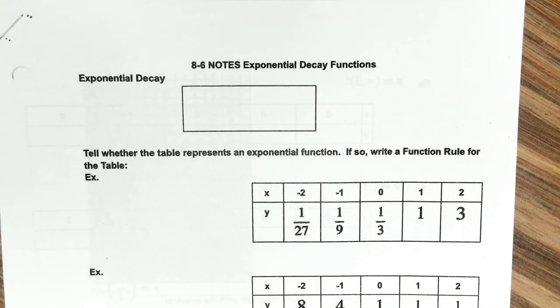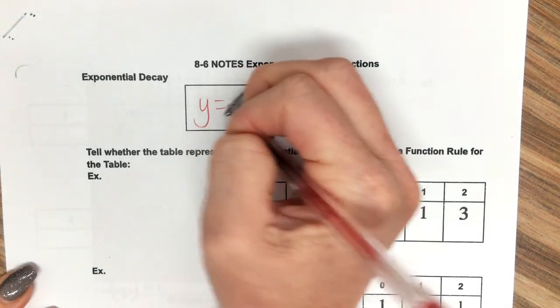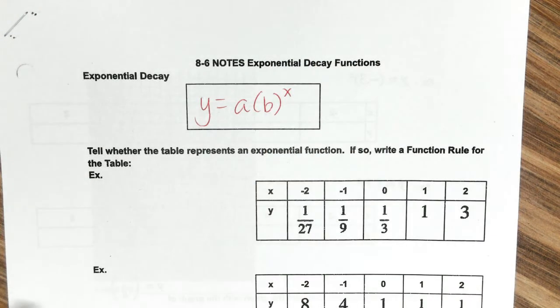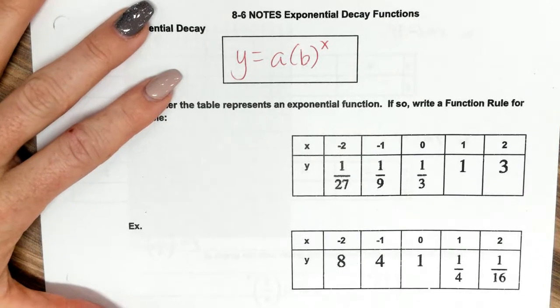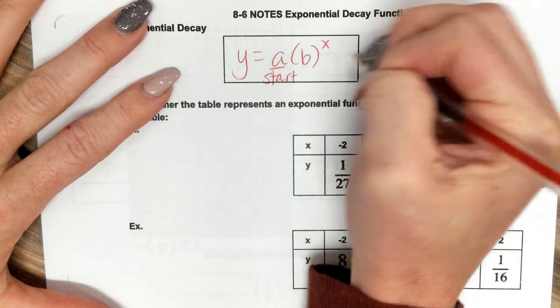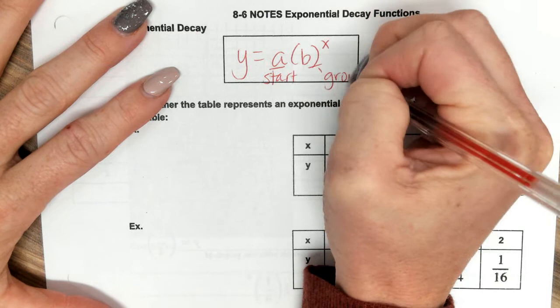Today we're going to do exponential decay. So the formula, everything's pretty much going to be the same as yesterday, except we're going to look at decay instead of growth. So your equation is still y equals a times b to the x power. What was the a? The starting point. What was the b? The growth factor.